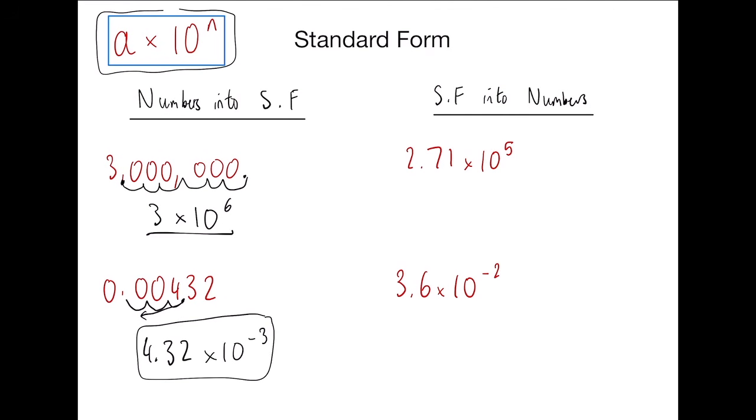Standard form into normal numbers, 2.71 times 10 to the 5. The best way I like to do this, put your 2.71 in and put some zeros either side.